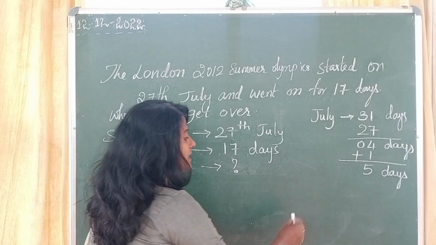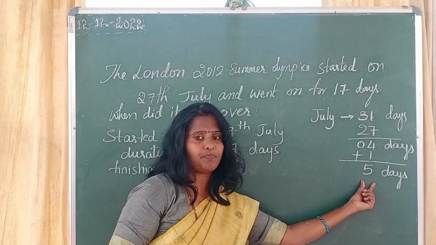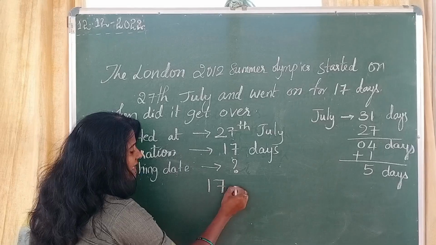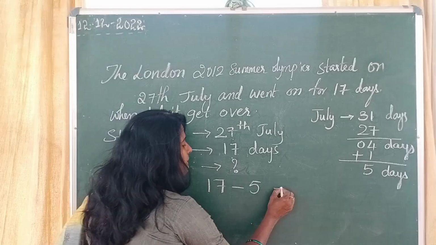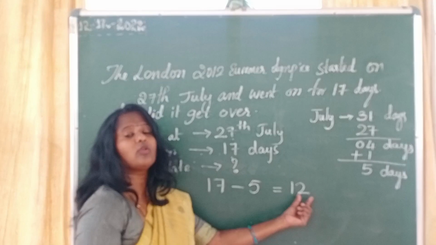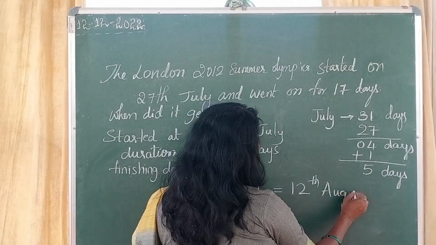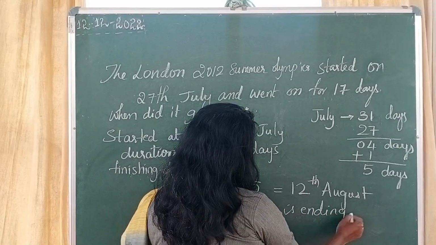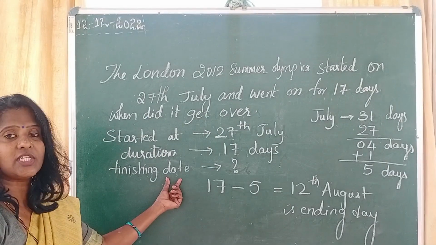In August, how many days are left? Out of 17 days, 5 days have gone in the month of July. So, in the remaining days, out of 17 days, 5 days already completed in July. So, how many days are left here? 12 days. That means 12th. This is the day on which it has ended. So, 12th August is the ending day or finishing day.